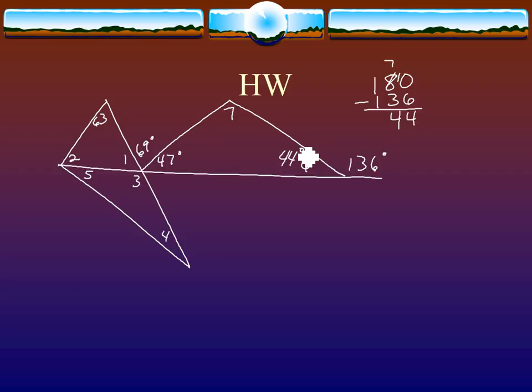7? They did tell us this. They told us that angle 4 and angle 5 were congruent. I forgot to mark that. Angle 7 we can find. The 3 angles of a triangle have to add up to be how much? 180. So 47 plus 44.